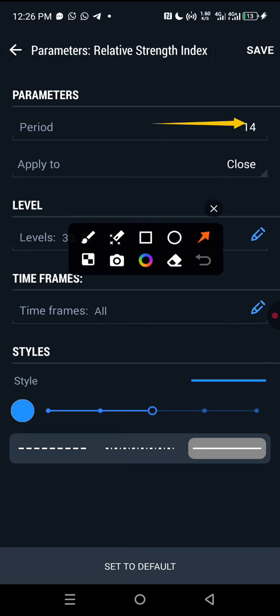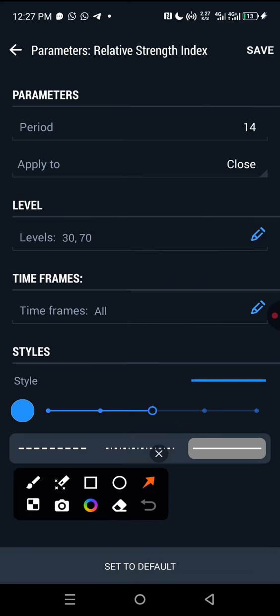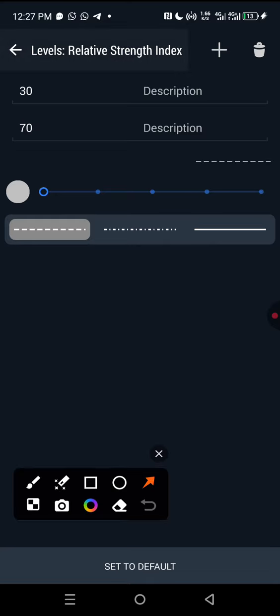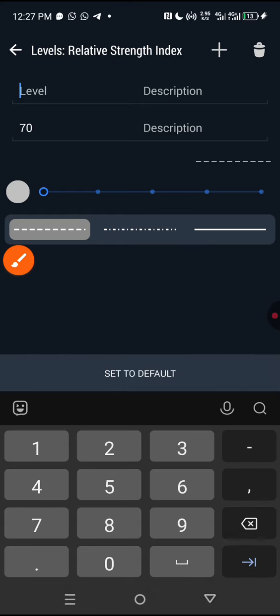So now make the period 14. Apply to close. Then just come to this place where we have this pencil under levels. Click on it. If you click on it, you see 30 and 70. Remove the 30, put 85. Remove 70, put 15.